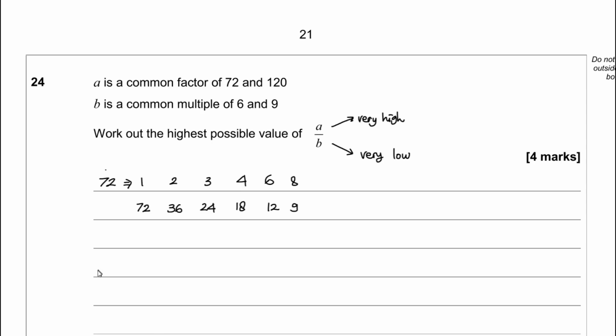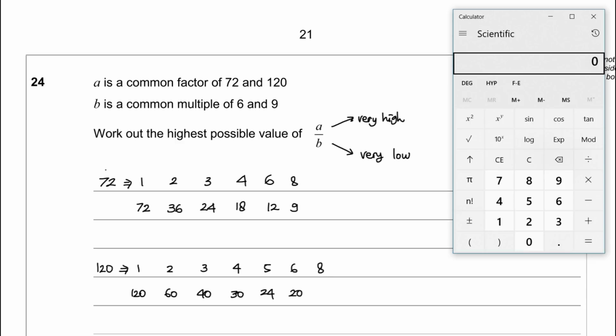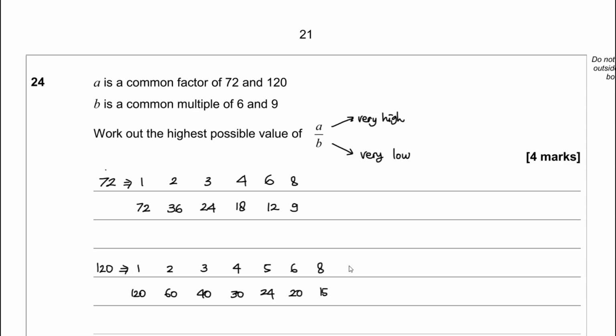Now let's make the same list for 120. So if we divide by 1, it's 120. We divide by 2, we get 60. Divide by 3, we get 40. Divide by 4, we get 30. Divide by 5, we get 24. Divide by 6, we get 20. Divide by 7, it's not possible. Divide by 8, it's 15. Can you divide it by 9? I don't think so. Divide by 10, you get 12. 11, no. 12, you get 10. So you get back here. Okay, we stop there.